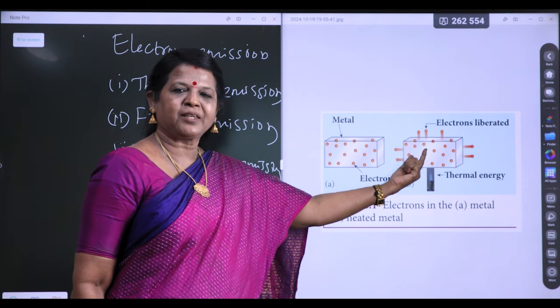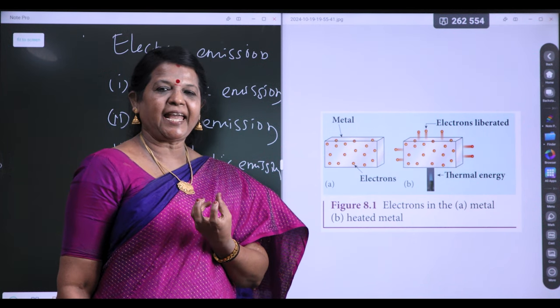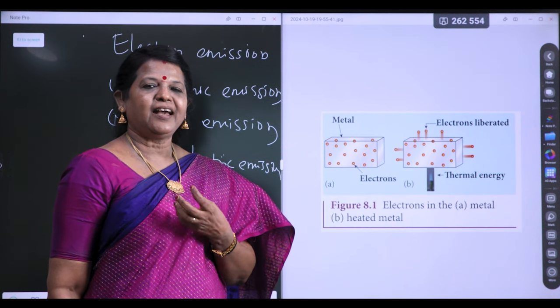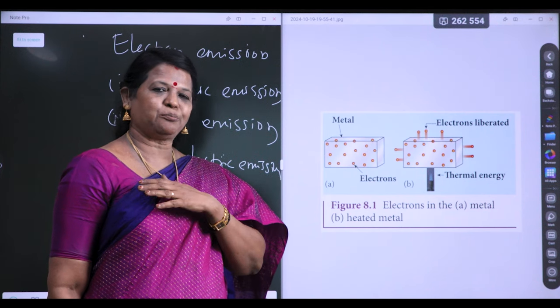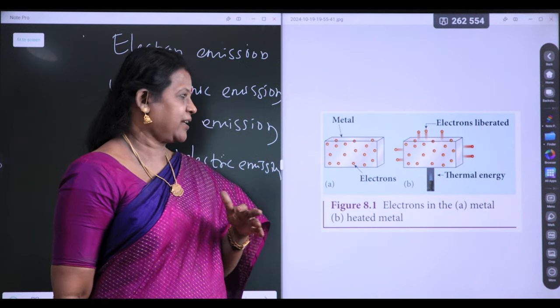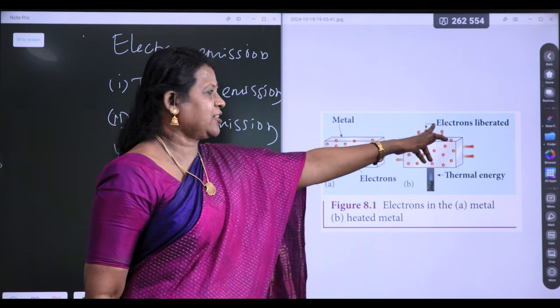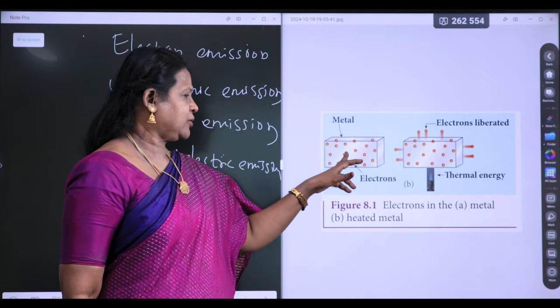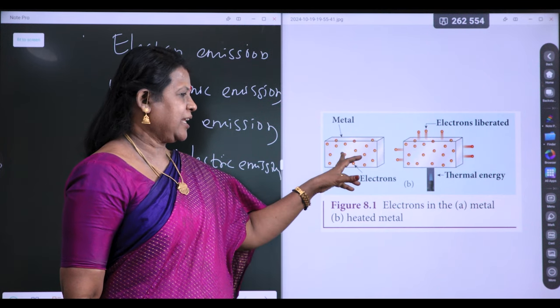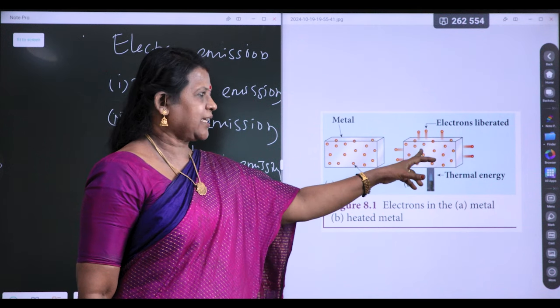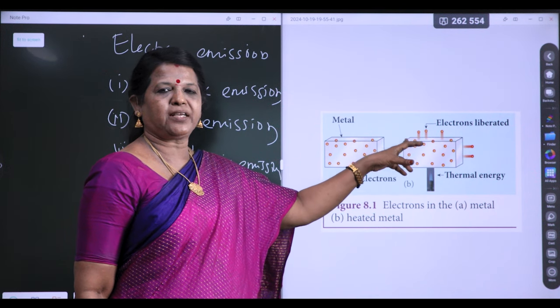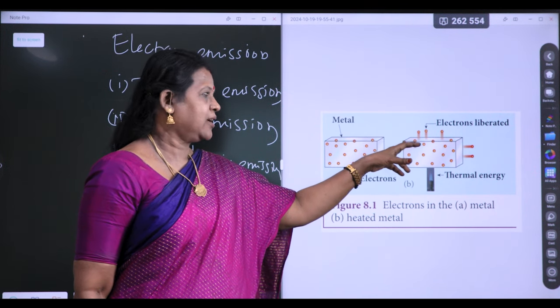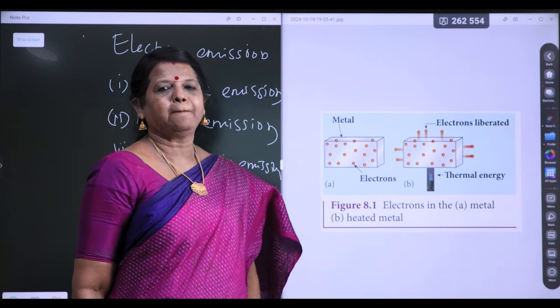So what happened? The heat energy is gained by the free electrons, and they have enough energy to break the potential barrier, the surface barrier. So the electrons are liberated. The first diagram shows the electrons in the metal, and the second diagram shows thermionic emission, that is, the electrons are liberated from the metal.